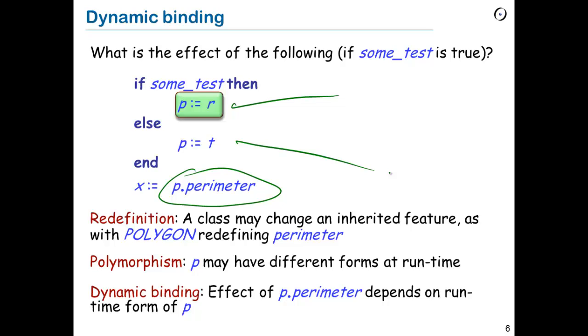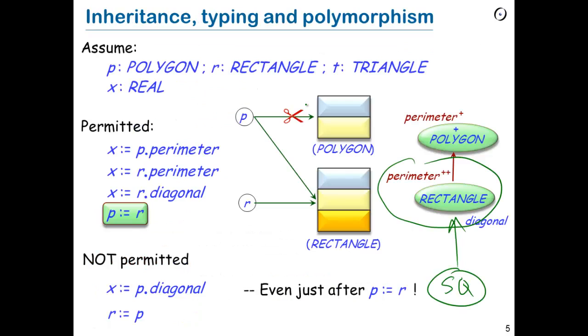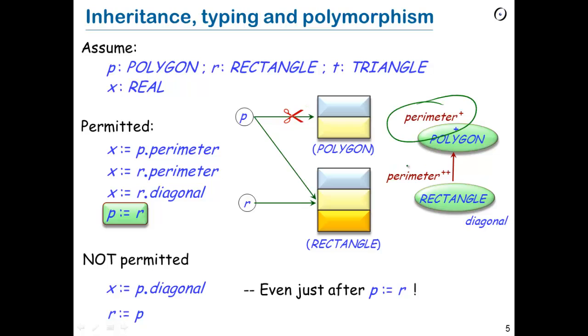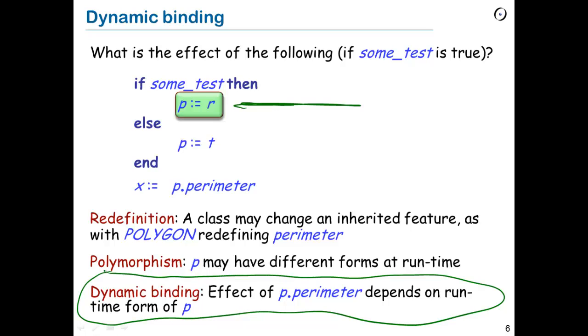So let's assume that in one particular execution, it was indeed assigned R. So we have two versions that we could use. We have the polygon version coming from the static type and the rectangle version coming from the dynamic type. Well, dynamic binding, which is really the correct policy, I think I can be quite strong here, says that it doesn't matter how you declared P. What matters is the runtime form of the associated object, that is to say the dynamic type of P.